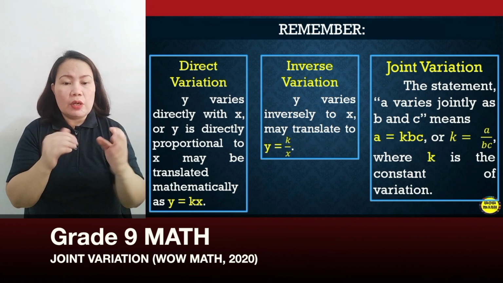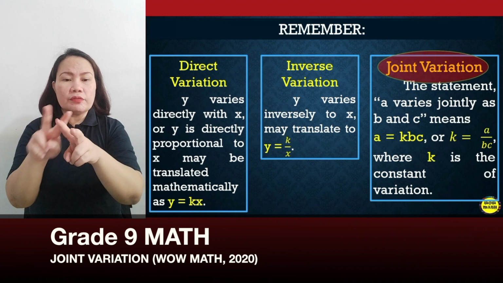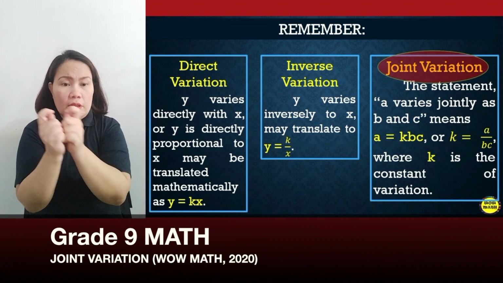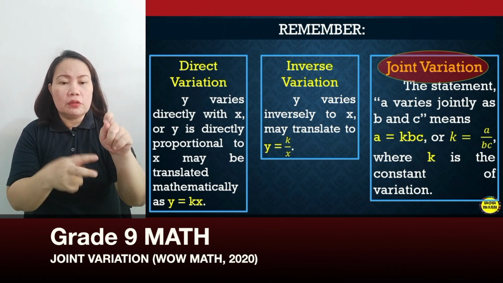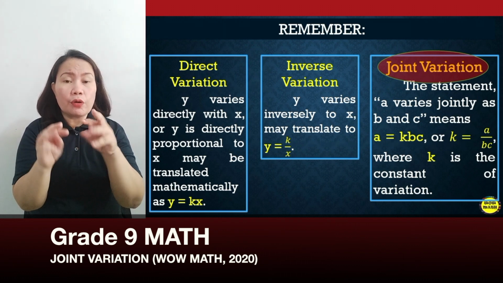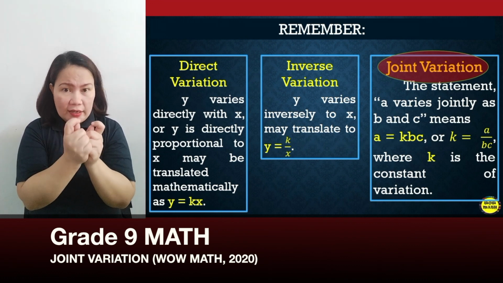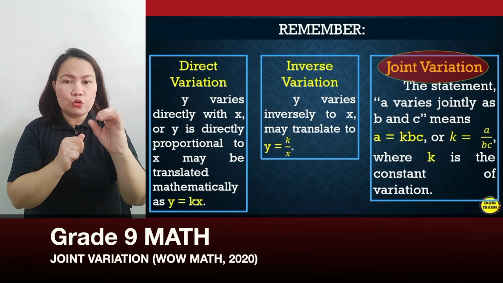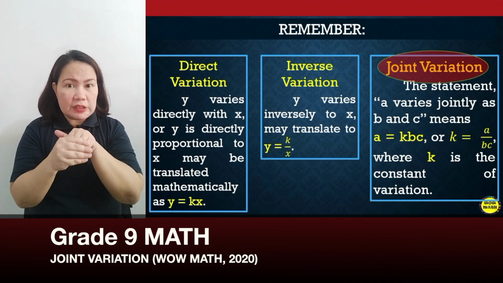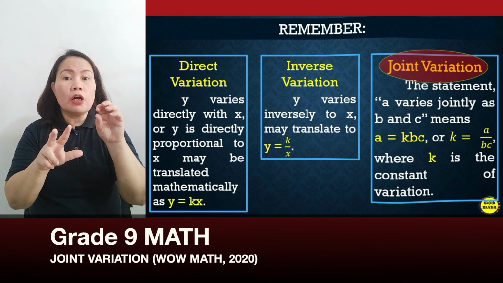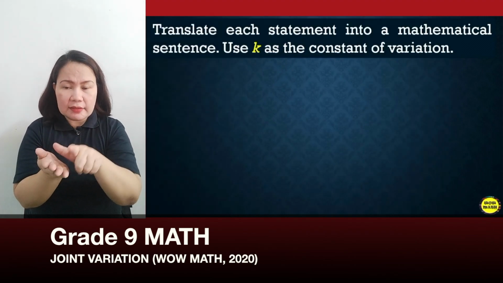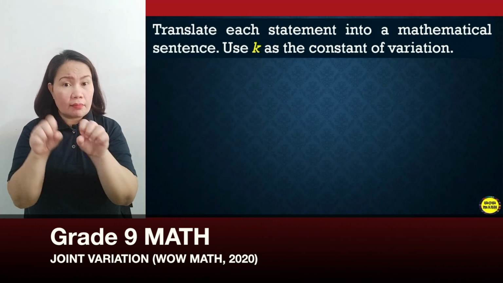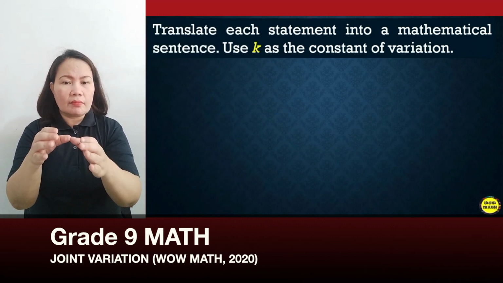So in joint variation, some physical relationships such as area or volume may involve three or more variables simultaneously. So, ang kinaibahan niya sa direct and inverse variation, in joint variation, it involves three or more variables. So, let's translate each statement into a mathematical sentence. Use K as the constant of variation.